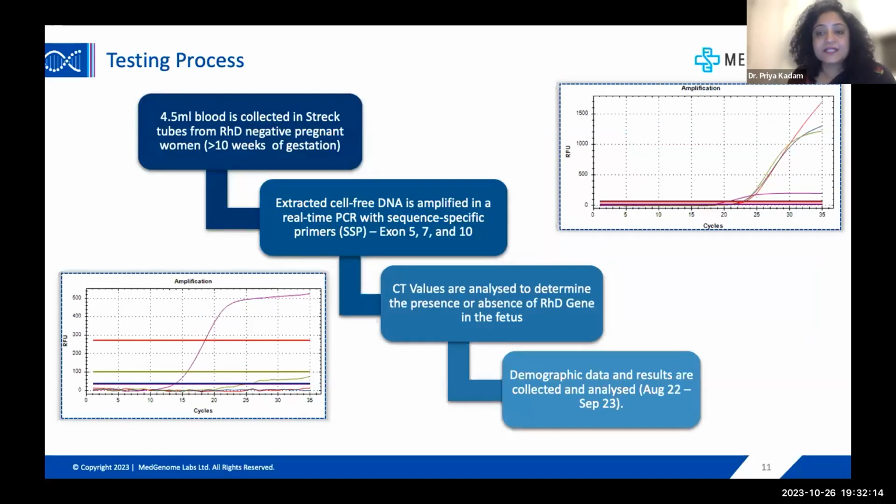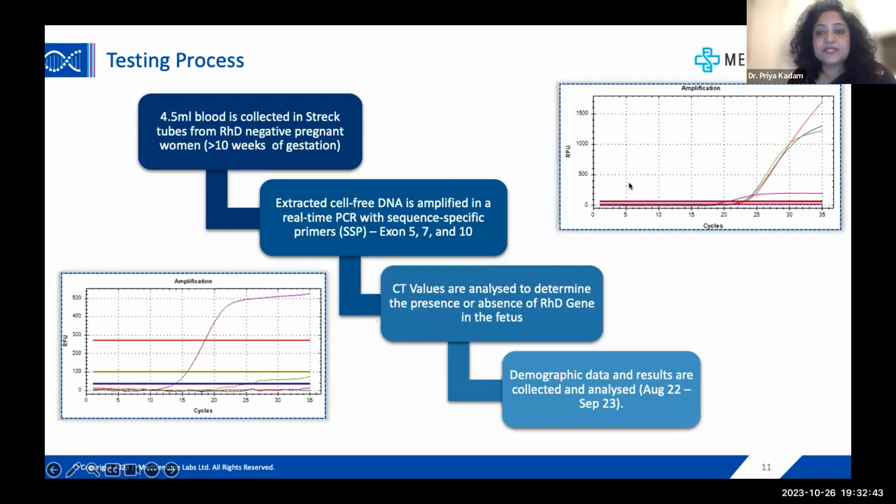So the process, as Dr. Neha has already said, we collect a minimum of 7 ml of blood in a Streck tube. Gestation age, here we put 10 weeks, so it's about 11 weeks. We do get samples before 11 weeks, it will be 10 weeks some days. We amplify 3 exons, 5, 7, and 10. It is the CT value which determines the presence or absence of RhD gene.